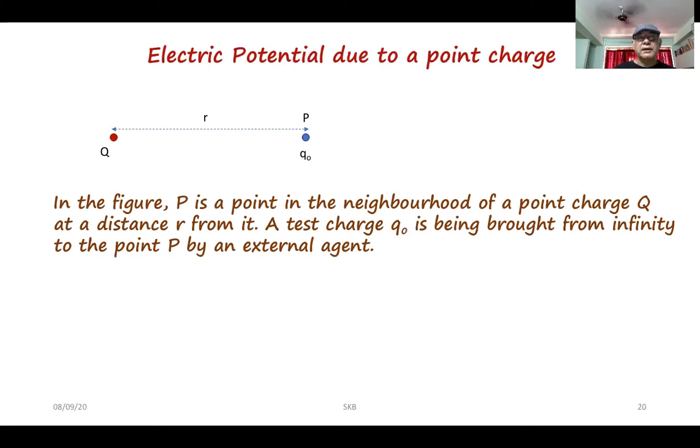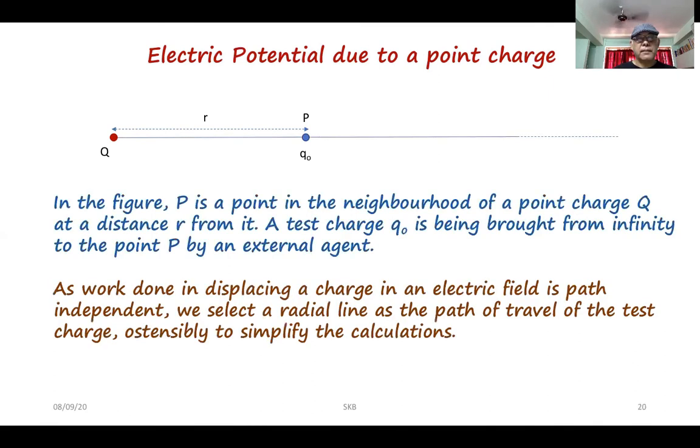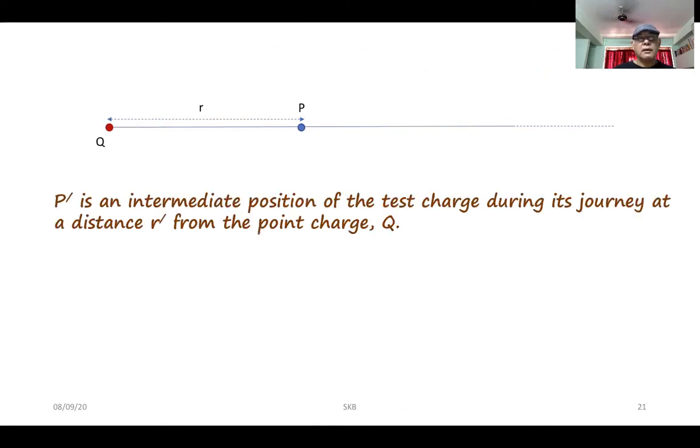In the figure, P is a point in the neighborhood of a point charge Q at a distance r from it. A test charge Q naught is being brought from infinity to the point P by an external agent. As work done in displacing a charge in an electric field is path independent, we select a radial line as the path of travel of the test charge, ostensibly to simplify the calculations. P dash is an intermediate position of the test charge during its journey at a distance r dash from the point charge Q.